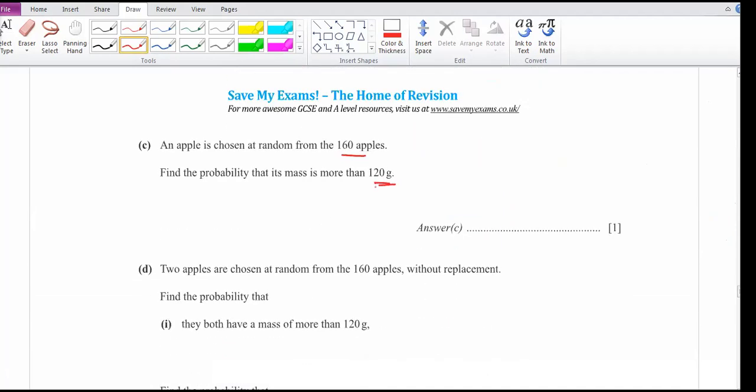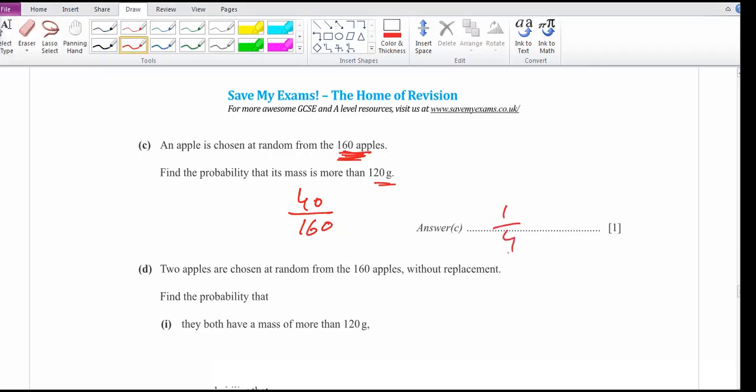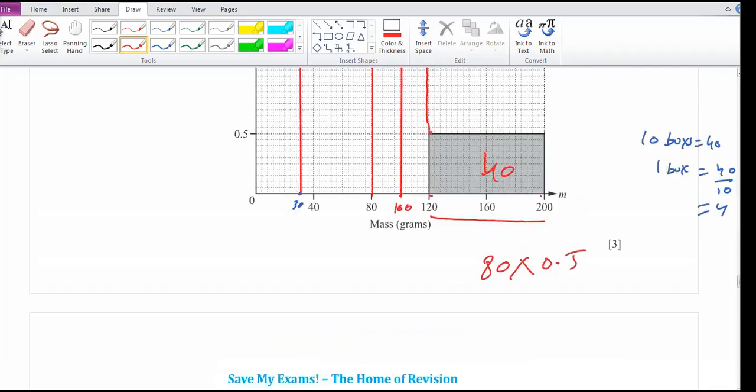So more than 120 are 40 out of a total of how many? 160. Total number of apples is 160. So probability will be 40 over 160. If you simplify, 40 divided by 160 will become 1 over 4. The answer is 1 over 4 for this one.